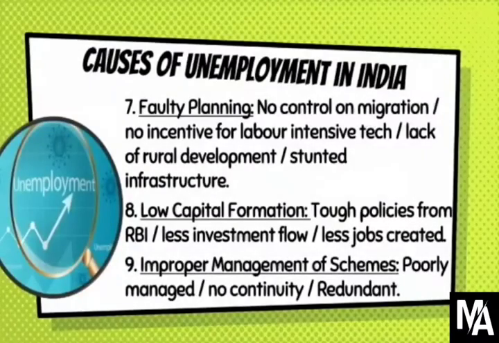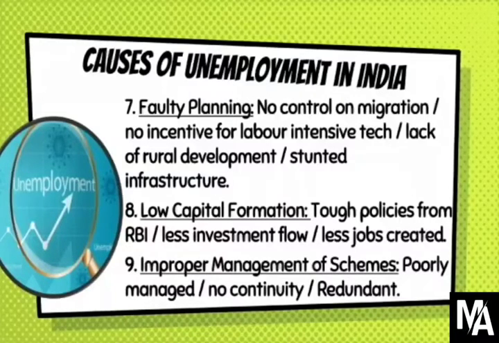The seventh cause for unemployment is faulty planning. First of all, there is no control of migration from India to other countries. There is no intense incentive for labor intensive technology in rural areas. There is lack of rural development, and infrastructure has been stunted or stagnant in India. Because of these causes, you can understand that there is lack of planning at the government level, at the grassroots level. And because of these causes, there is lack of opportunities for jobs in India.